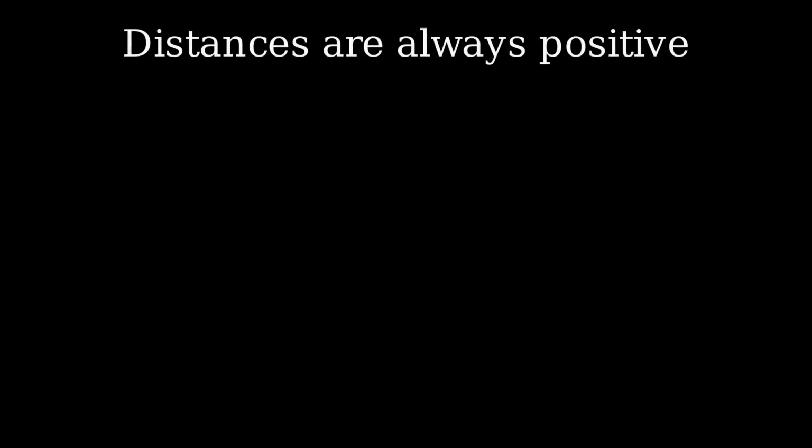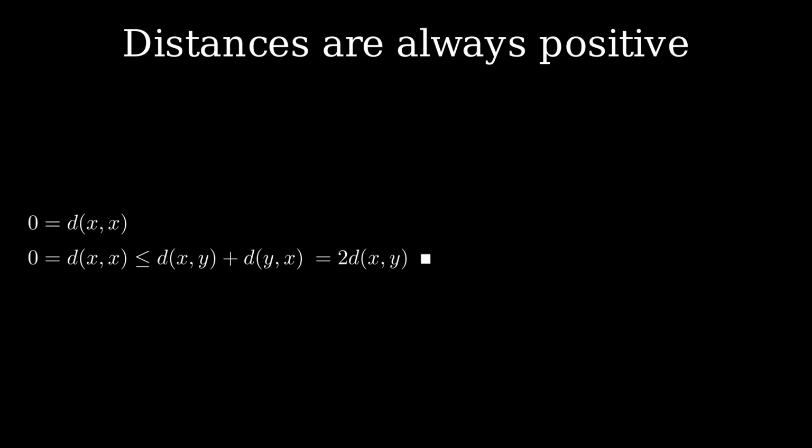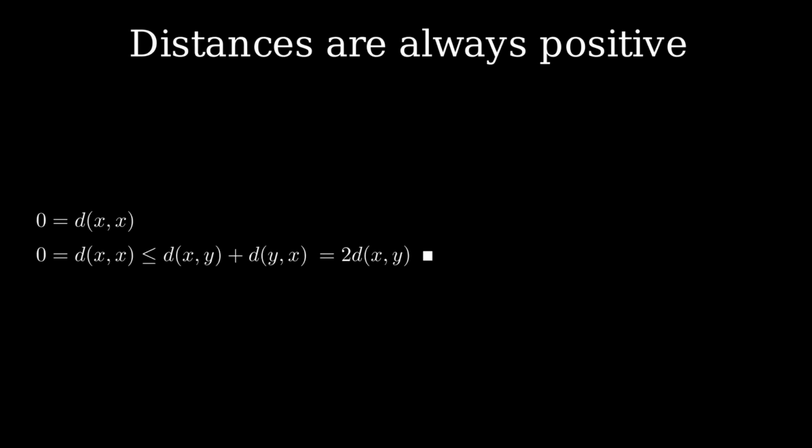With these definitions in place, let's try our first proof. We want to prove that the distance between any two elements in X is always greater than or equal to zero. First, observe that the distance from any element to itself is zero. Then, by using the triangle inequality, we find that the distance from X to Y is less than or equal to the distance from X to Y plus the distance from Y to X, which simply reduces to 2 times the distance from X to Y. This means the distance from X to Y is always greater than or equal to zero.